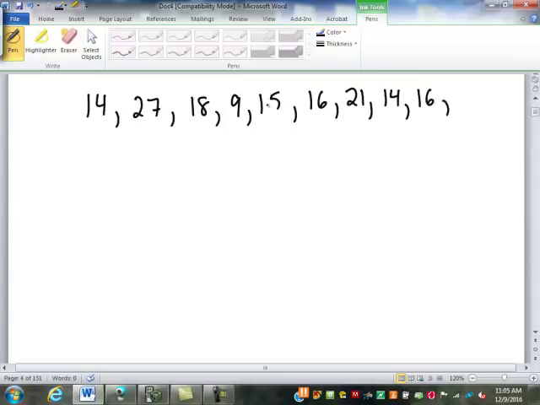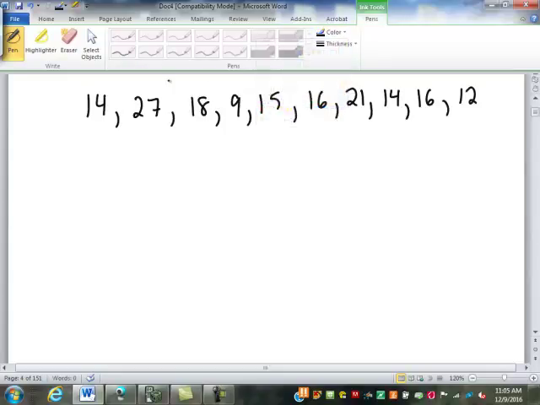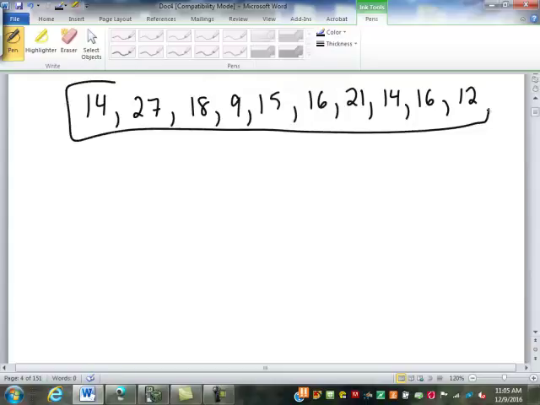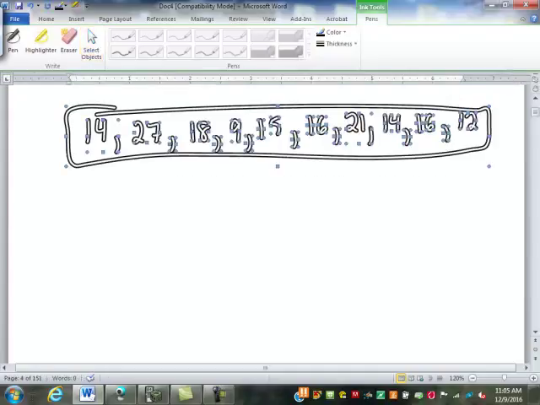One, 2, 3, 4, 5, 6, 7, 8, 9. And let's do 12 in there. So there's a set of 10 numbers that we're going to use. I'm just going to copy that so I can use it again when I need to.